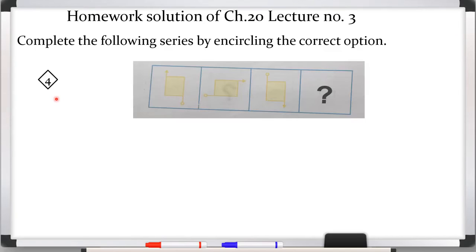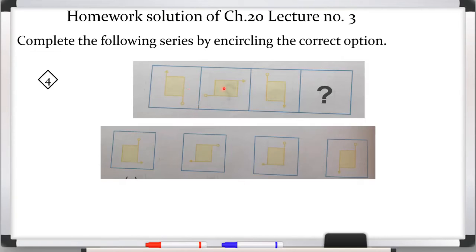Now question number 4. Here first of all we will observe that these rectangles are given, with one arrow and one standing line and circle. So now it turns to the right hand side, then at the bottom side, then the left side it should be there. So here the arrow is at the left hand side in both B and C options.